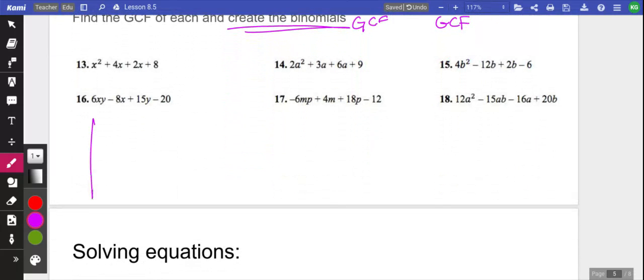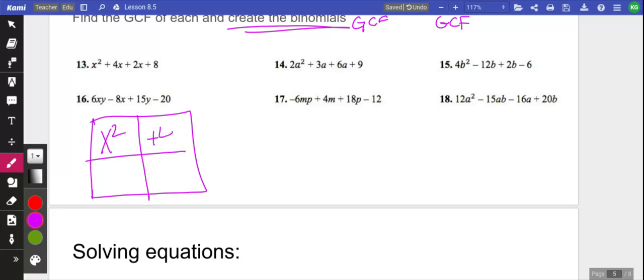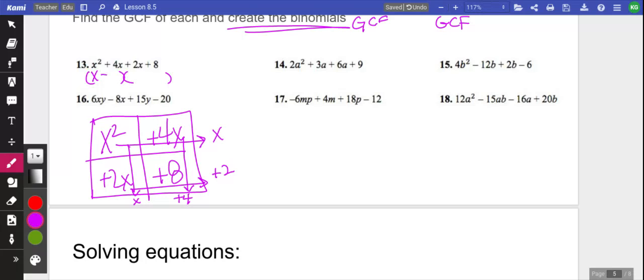So for number 13, I'm going to put x squared plus 4x plus 2x plus 8 and say, okay, what do they have in common here? An x. And what do they have in common here? And I need a symbol, so they have in common positive 2. What do they have in common here? An x. And what do they have in common here? A plus 4. So my 2 binomials that were FOILed were x plus 2 and x plus 4.